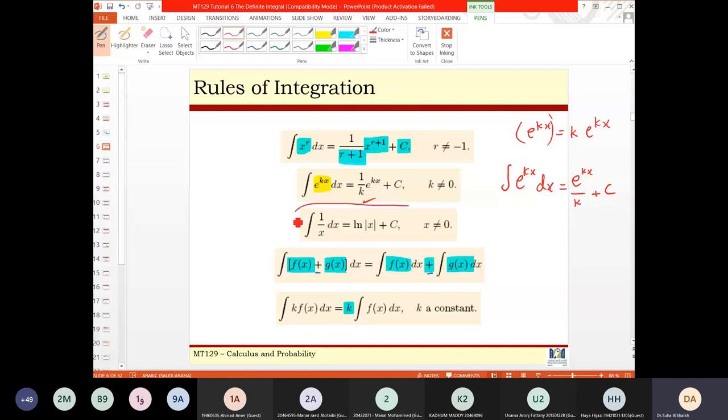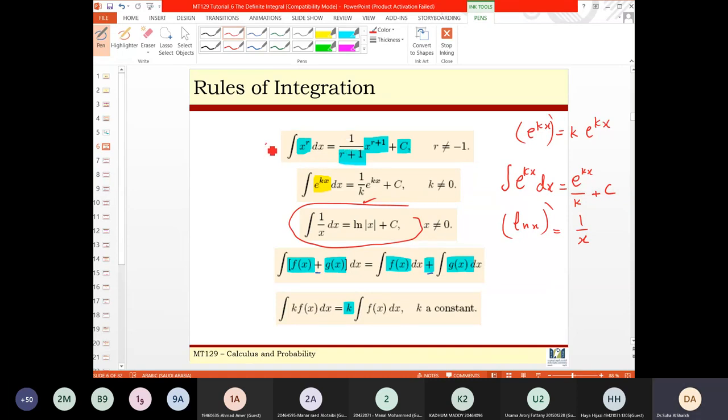Now the integration of 1/x is ln of the absolute value of x. What's the derivative of ln x? Last time we took this. It's 1/x, right? So what's the integration of 1/x? It is ln x. Why do we put the absolute value? To make sure it's positive, because inside the ln only positive values go. So it is ln of the absolute value of x plus c.